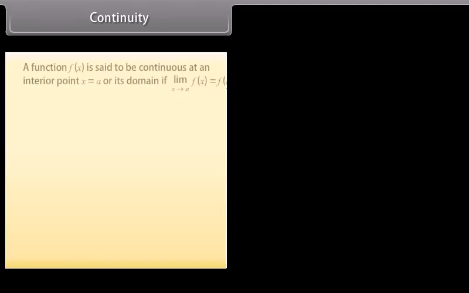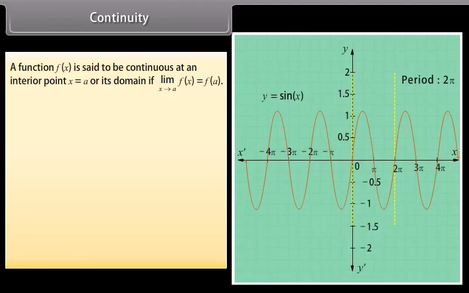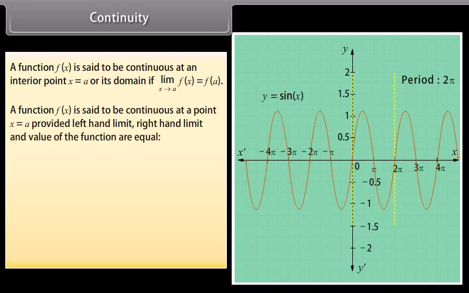Continuity. A function f(x) is said to be continuous at an interior point x = a of its domain if the limit as x tends to a of f(x) is equal to f(a). In other words, a function f(x) is said to be continuous at a point x = a, provided the left-hand limit, right-hand limit and the value of the function are equal.